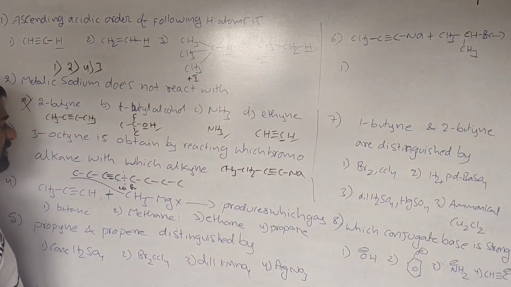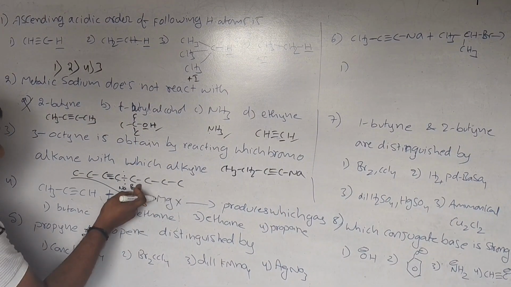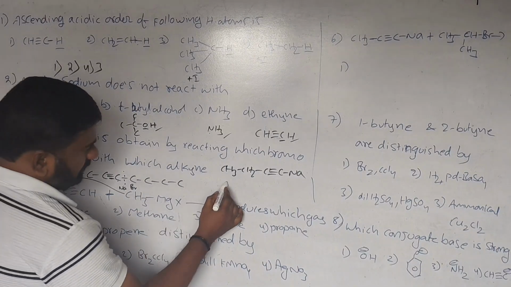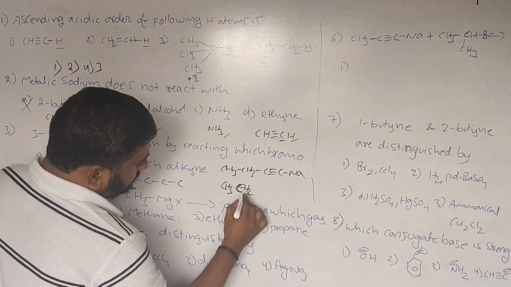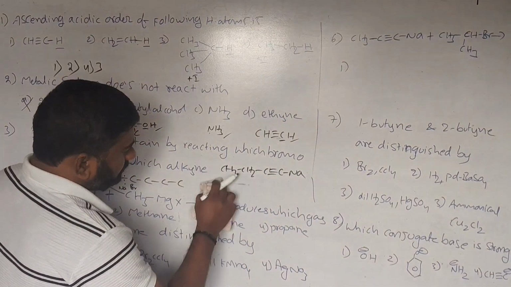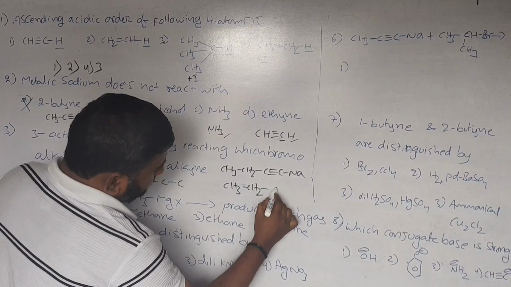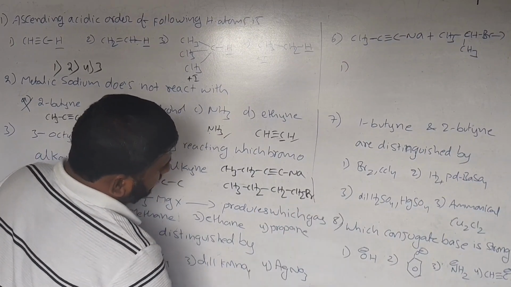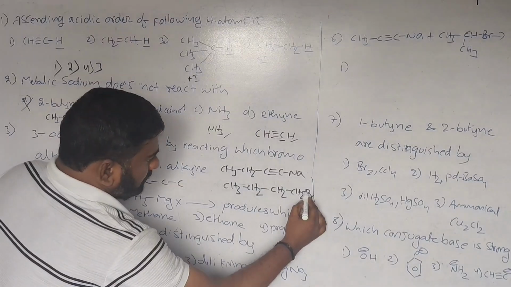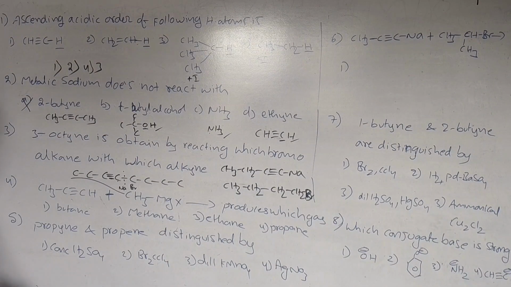So sodium butynide. And what is the other compound, the bromoalkane? The remaining alkyl group, 4 carbons. So butyl means CH3, CH2, CH2, CH2, Br. You have to write a 4 carbon bromoalkane. By reacting these two compounds, we get 3-octyne. Okay, right.